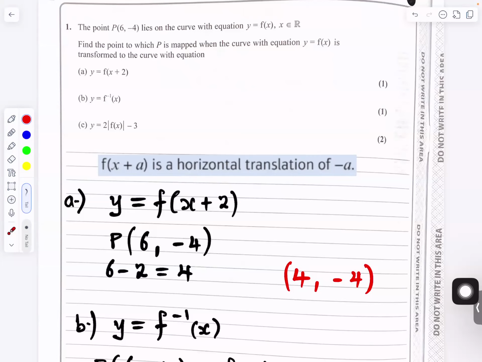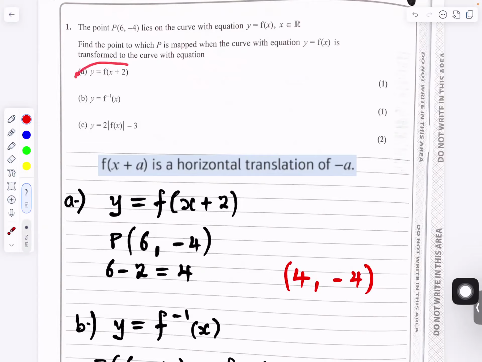Question number 1. The point P, (6, -4), lies on the curve with equation y equals f of x, where x is an element of the real numbers. Find the point to which P is mapped when the curve with equation y equals f of x is transformed to the curve with equation part A, y equals f of x plus 2.